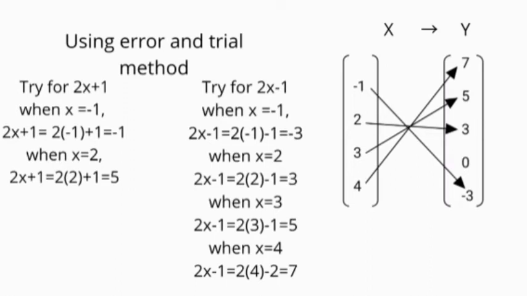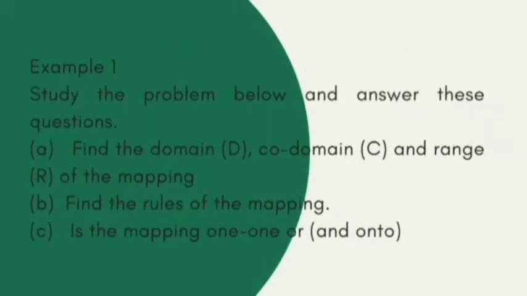Now if you try to confirm, we'll see that the other values of x will give us the corresponding images in Y, and that is the rule of that mapping. Now the last question, is the mapping one-to-one or onto mapping?